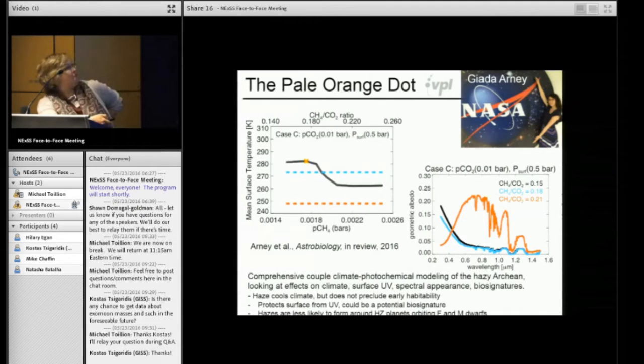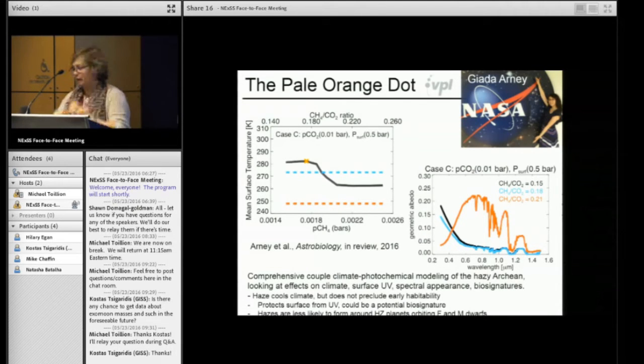So what she's working on is looking at the Archean Earth, which she calls the pale orange dot, and understanding how hydrocarbon haze that formed in the Archean, we have some geological evidence that such a thing existed, how that haze might have affected both surface temperature and the appearance of the planet. And because hydrocarbon haze is something that can form in a planet in a habitable zone, we've also looked at sort of Archean Earth analogs around other stars. And that's work in preparation at the moment.